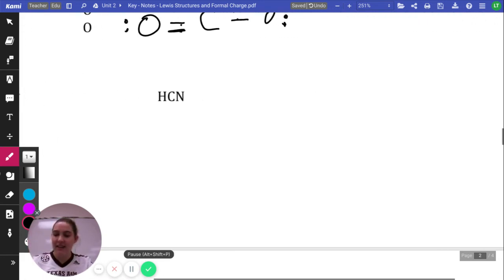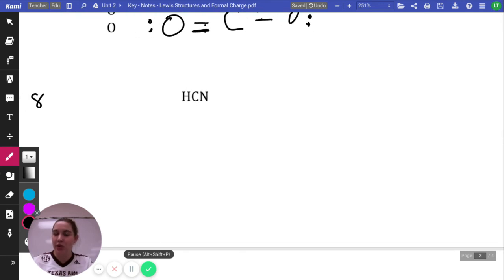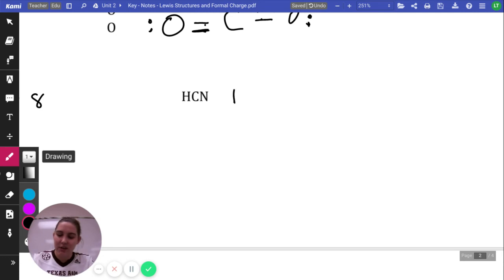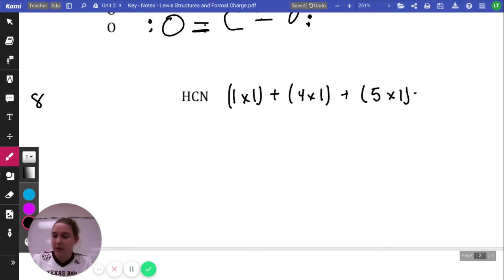Okay? Now then we're going to do HCN. This one's a little more difficult. So on this one we have hydrogen. We have 1 hydrogen, and it has 1 valence electron, plus carbon, and carbon has 4 valence electrons, and we have 1 carbon. And then finally nitrogen, and nitrogen has 5 valence electrons, and we have 1 nitrogen. So we have 1 plus 4 plus 5 gives us a total of 10 valence electrons to work with.